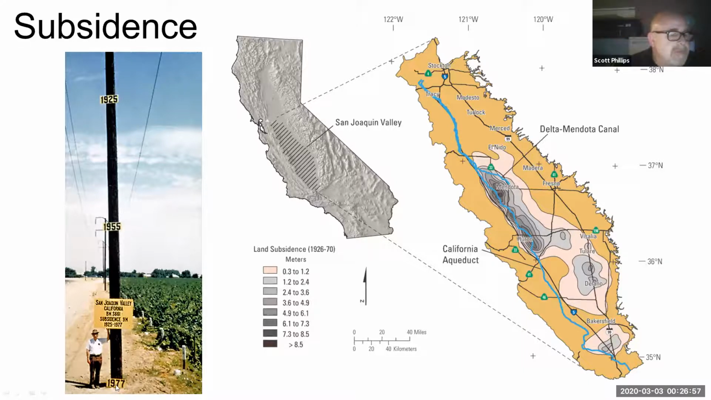This is a famous image from a report that was done in the 1980s showing the level of subsidence from 1925 to 1977. This is a guy named Robert Poland who studied subsidence in the Central Valley. And he made this interesting graphic where he put a label on a telephone pole that represents where the ground level would have been in 1925. And by 1955, it had subsided or sunk down to this level. And by 1977, it had subsided to that level. So there's been a massive lowering of the land. That's at its worst here in areas on the western part of the San Joaquin Valley.